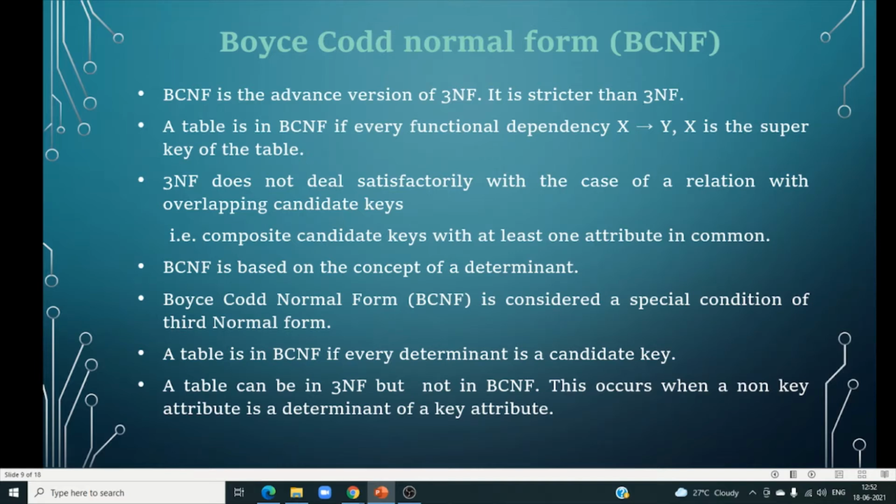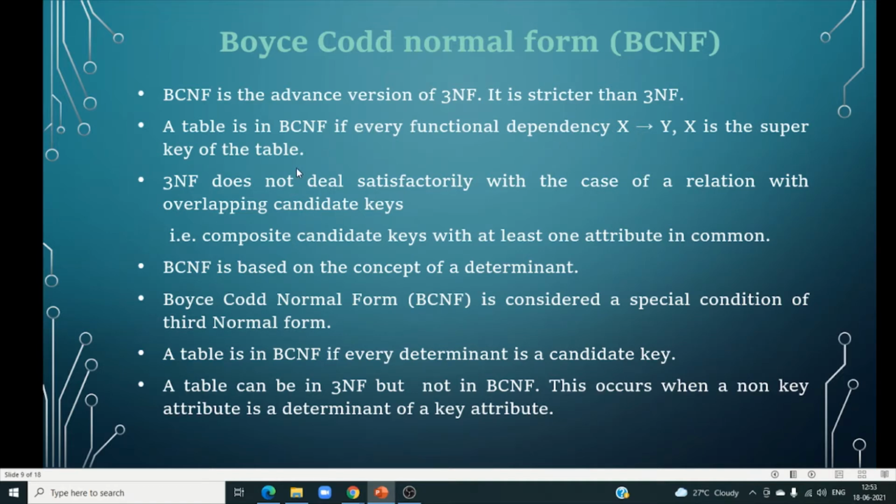In the third normal form, what do we check? We have to check that the table or relation is in the second normal form and has no transitive dependency. When we are checking BCNF, a table is in BCNF if every functional dependency, that is X functionally determines Y, holds. What is the meaning of that? Y must be determined by X, so Y is the dependent and X is the determinant. And always X must be a super key of the table.